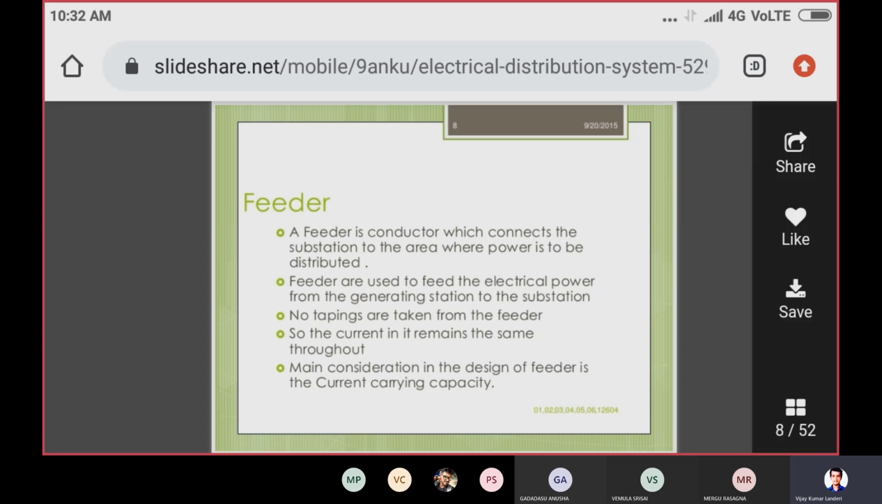The main consideration in the design of the feeder is the current carrying capacity. Since we are not tapping the feeder, the current is maintained as a constant. That's why, while designing the feeder, we consider the current carrying capacity. So that is about the feeder.